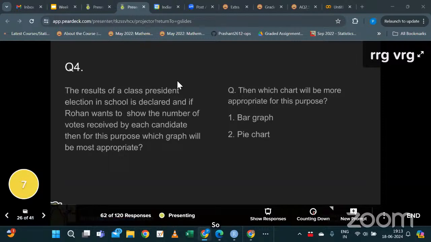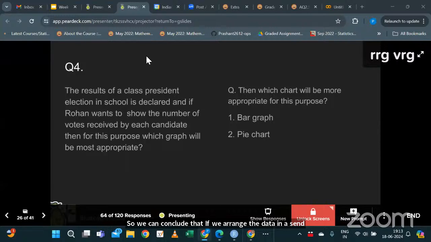Yes, sir, so we can conclude that if we arrange the data of a bar graph in ascending or descending order, it will become a Pareto chart. Yeah, Pareto chart.